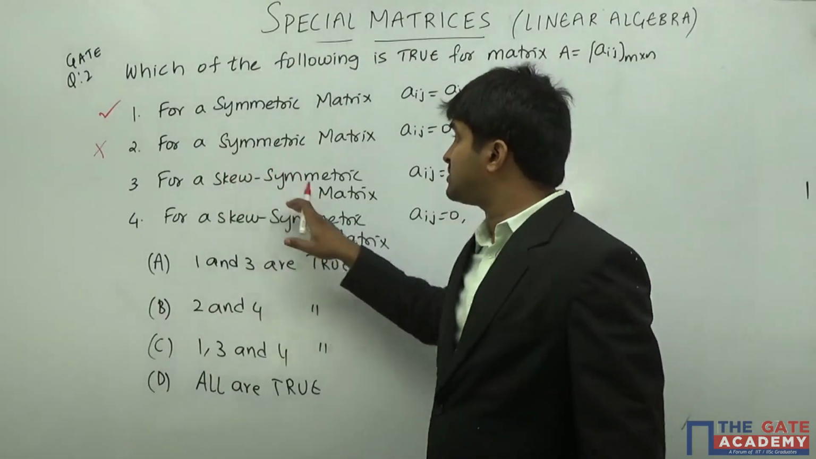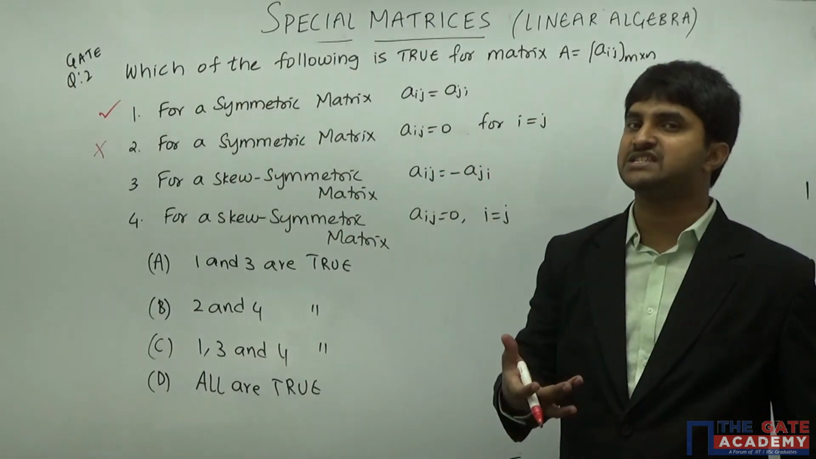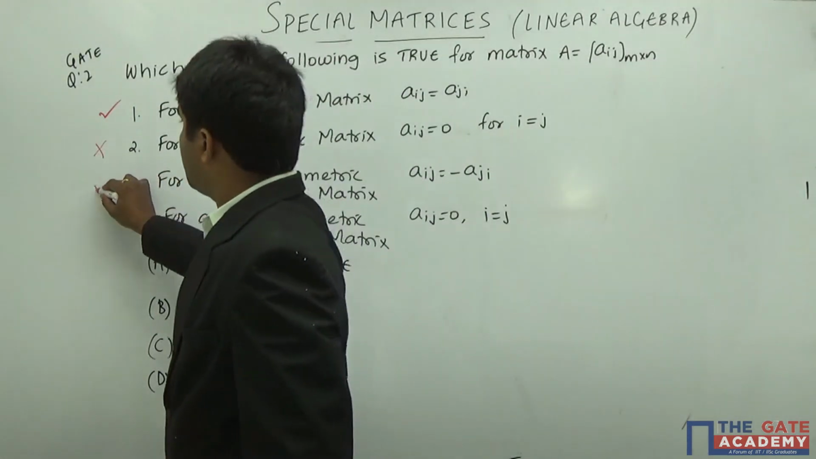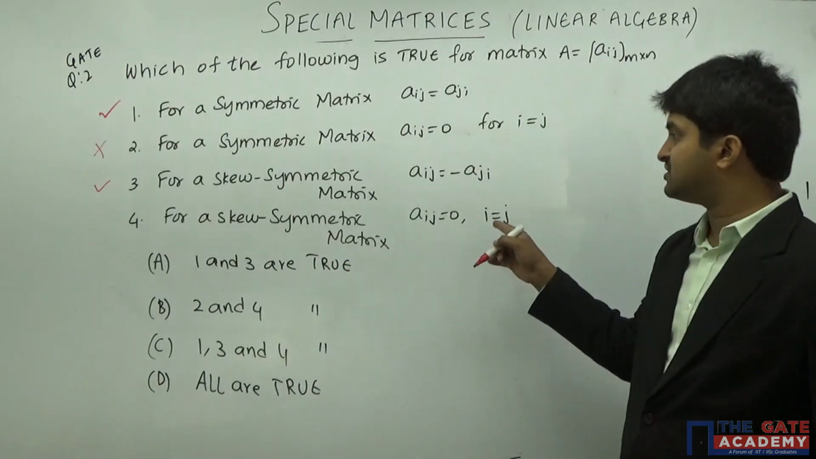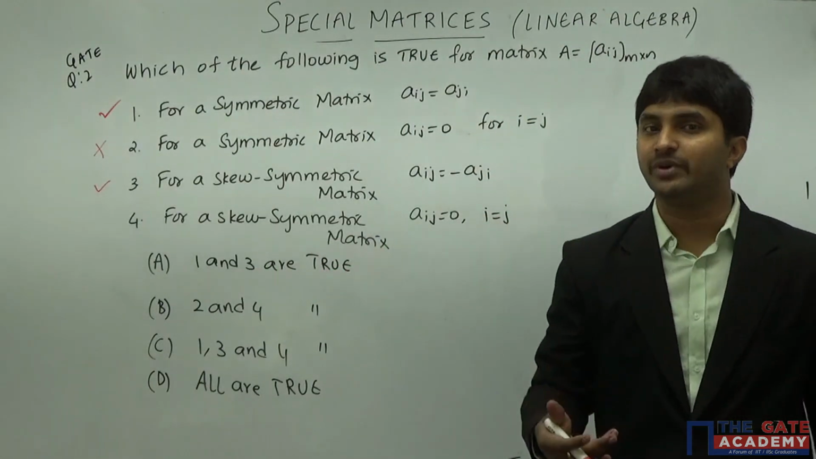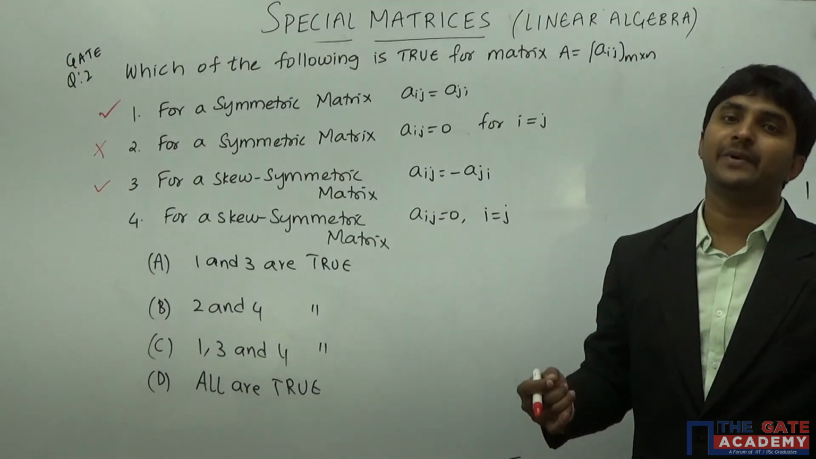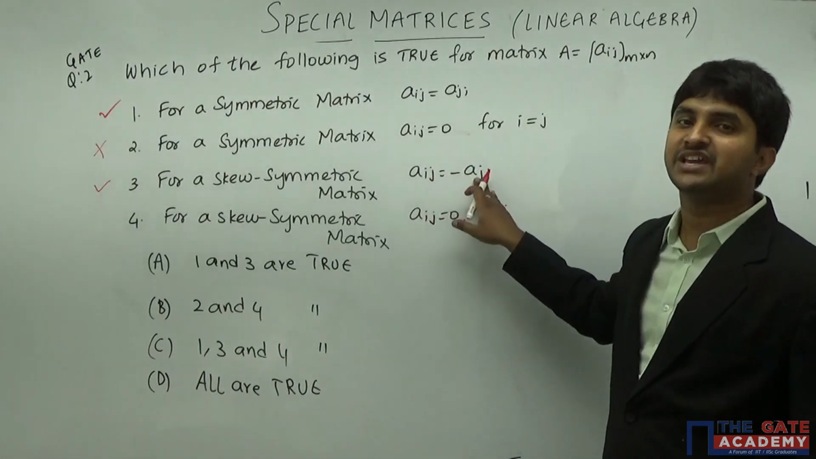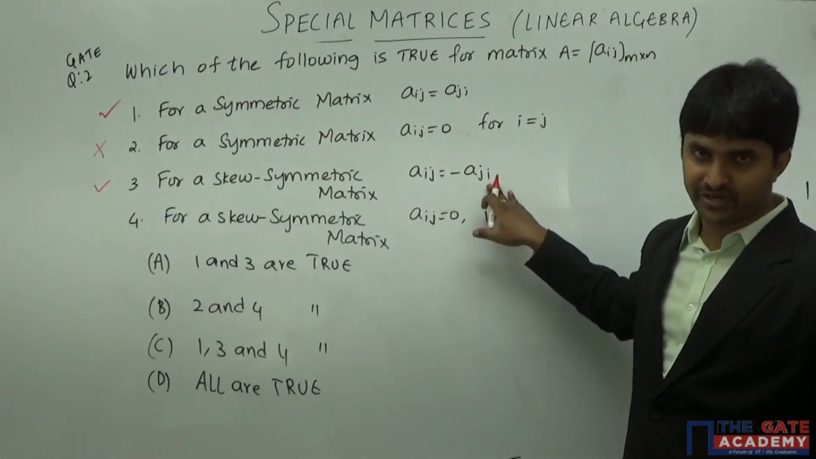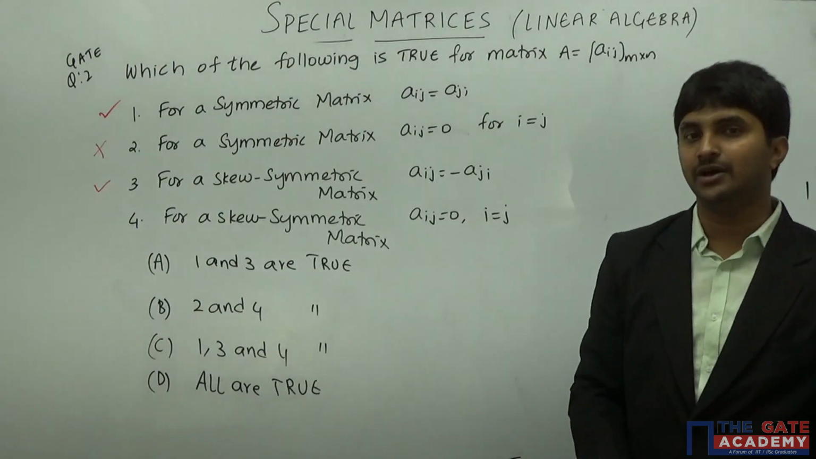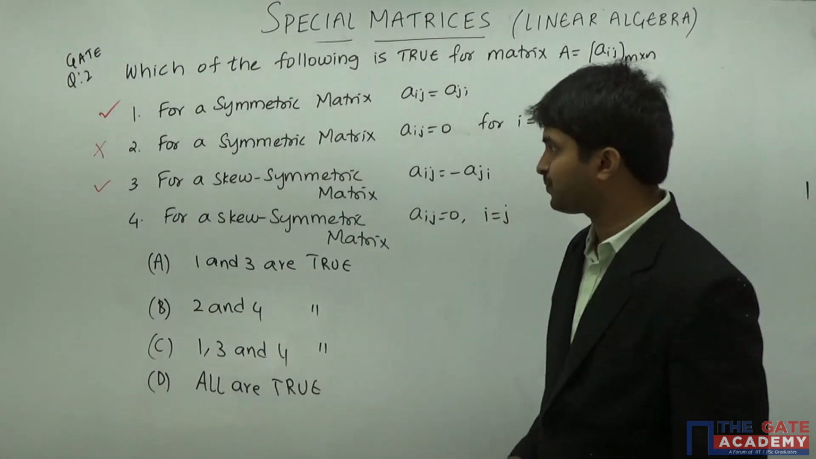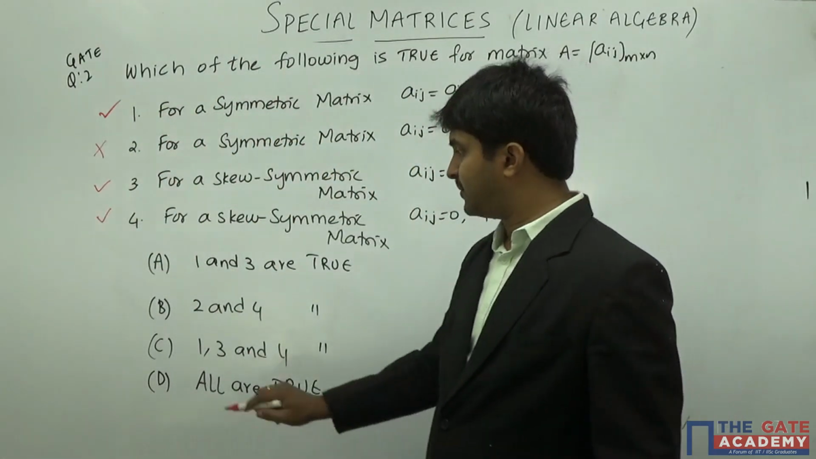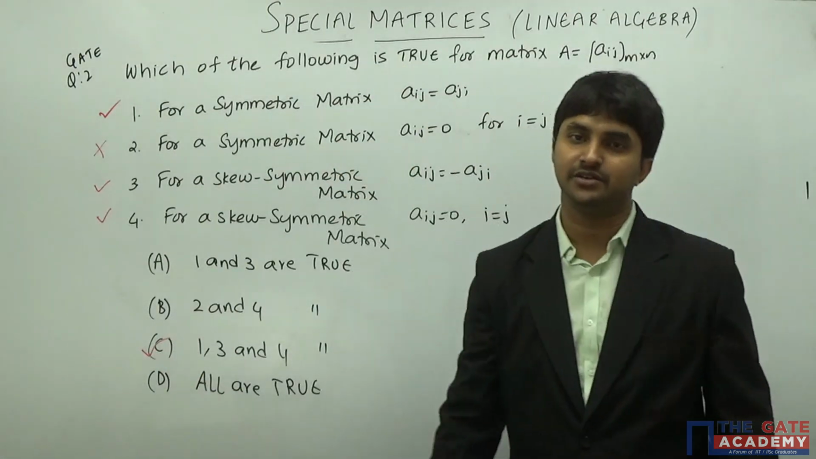Now, for a skew symmetric matrix, Aij is equal to minus Aji is a necessary condition. That is what we have seen. And even the last statement here is also correct, because if you want a skew symmetric matrix, definitely the principal diagonal elements must be equal to 0, because we have seen that Aij is equal to minus Aji, so A11 is equal to minus A11. It will be satisfied only when the principal diagonal elements are 0. So the first statement, third statement and the fourth statement are correct. It means that option C is the right answer.